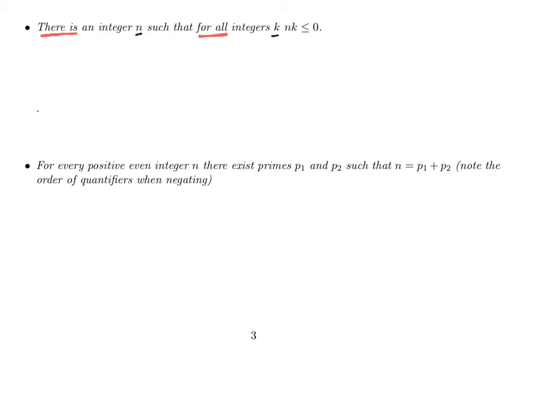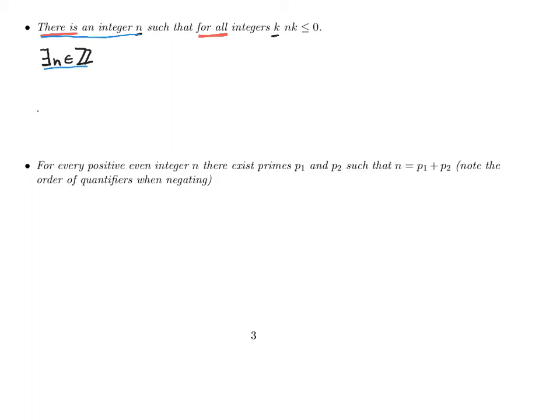Okay, so let's try this ourselves. There is an integer n, so this is an existential quantifier. We need to say there exists an n that is in the set of integers. There is an integer n, that is this part, such that, and I'll talk about "such that" a little bit.